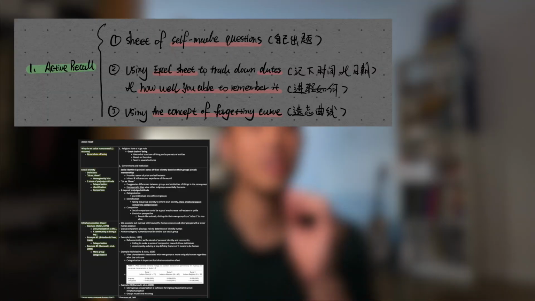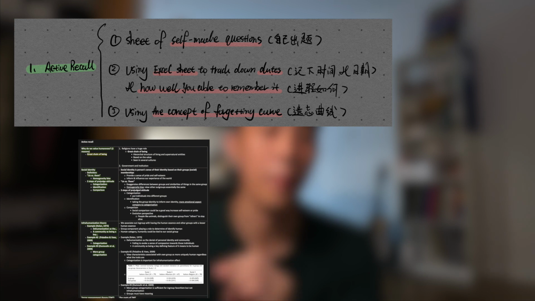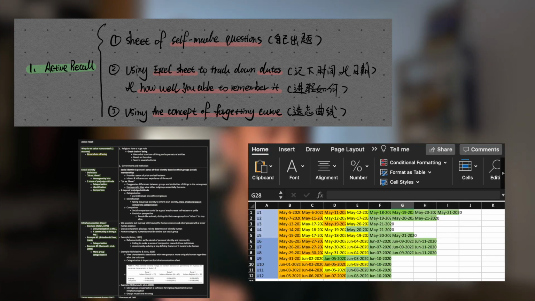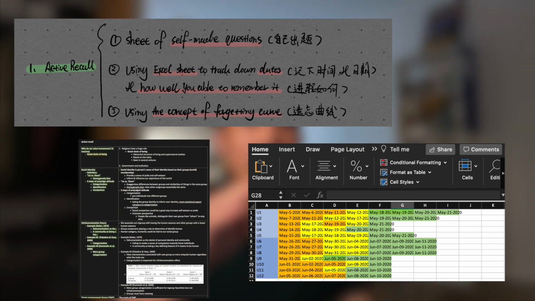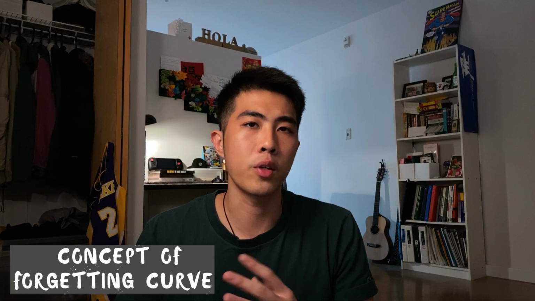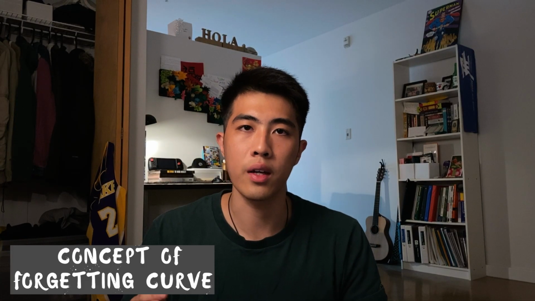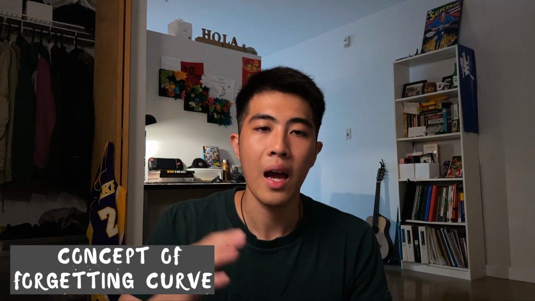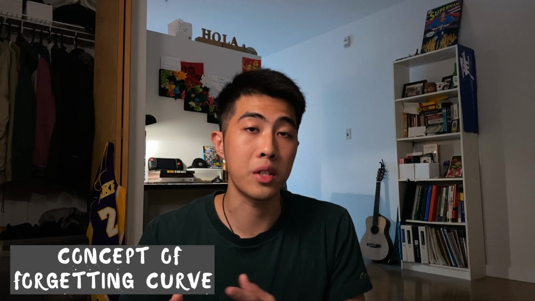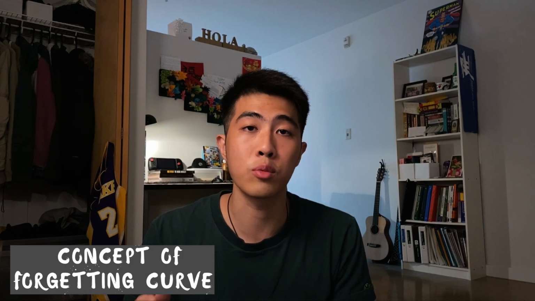The method is called active record. So basically, it's a sheet of self-made questions based on the course content, combined with Excel sheets to track your record dates and how well you're able to remember it. And last but not least, we also need to use the concept of the forgetting curve in terms of when to remember it. For those of you who don't know what the forgetting curve is and how it works, it's basically our ability to remember particular things and how that decreases over time if you don't spend time to record it.